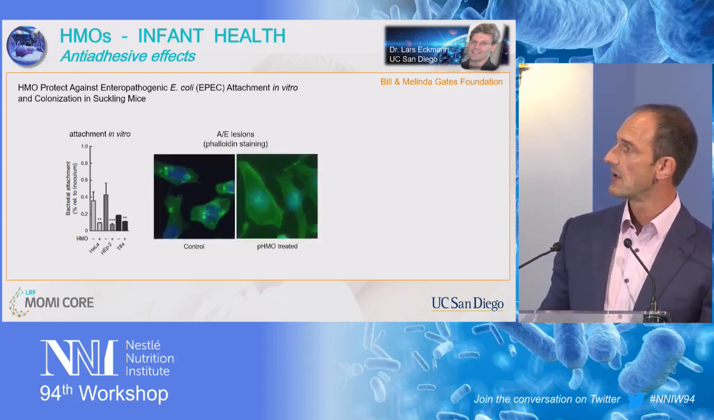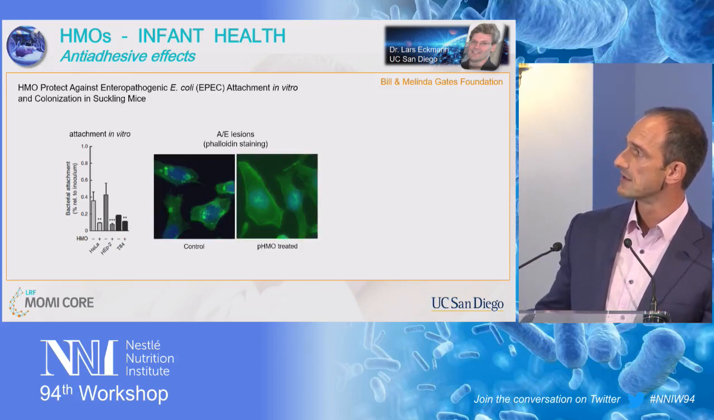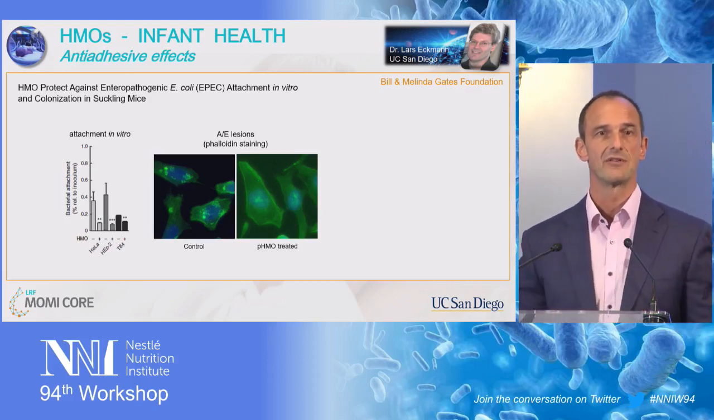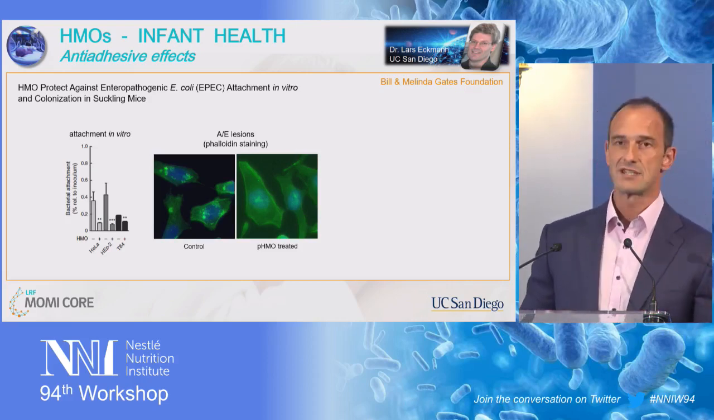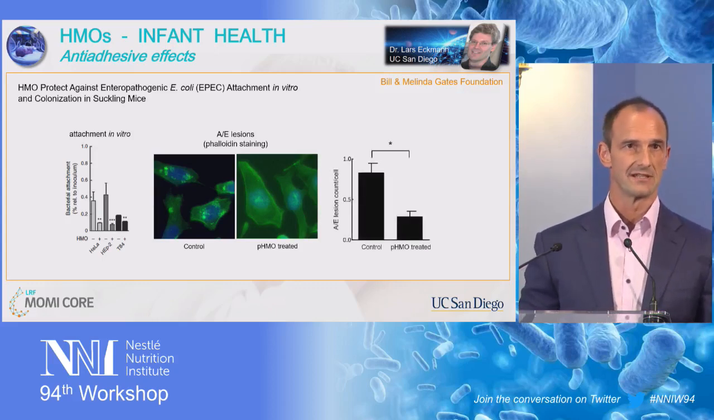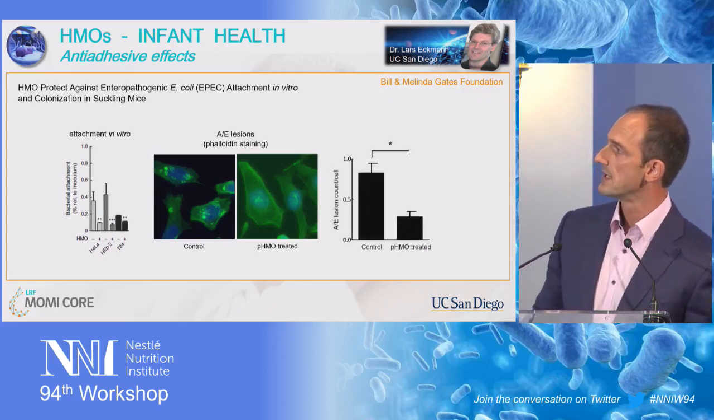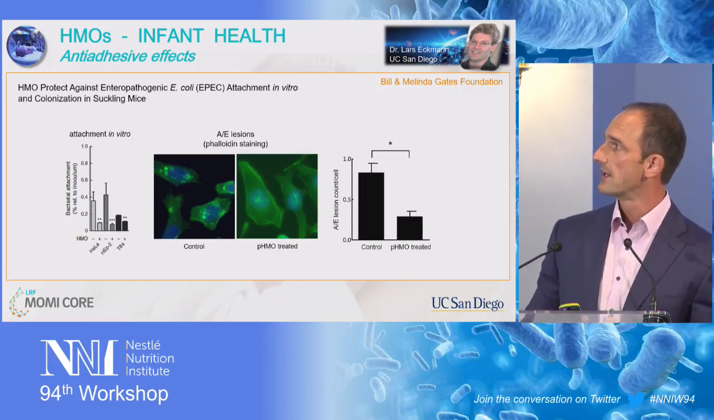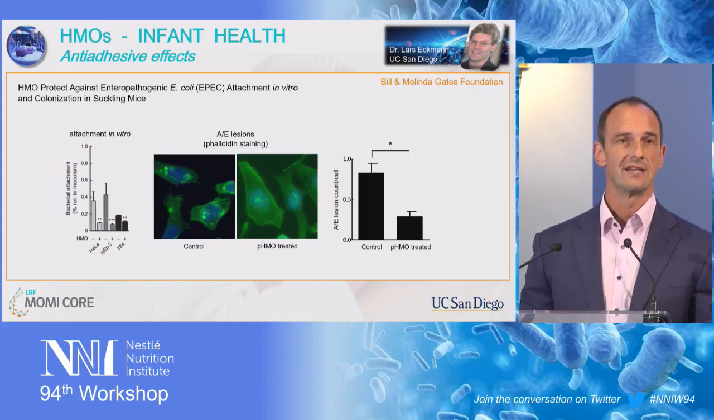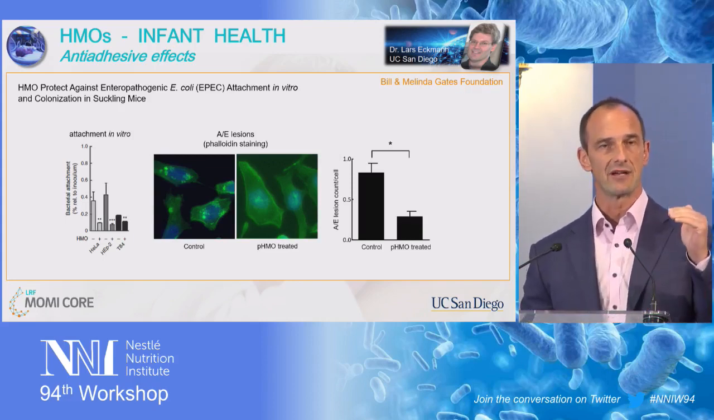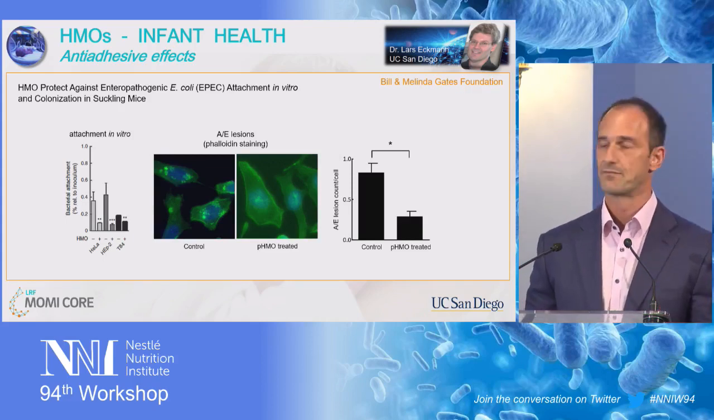EPEC specifically causes these lesions on epithelial cells that you highlight here in light green. We can measure those lesions. So that's the damage that EPEC is doing on your epithelial cells. And in the presence of human milk oligosaccharides, there's significantly less lesions on epithelial cells. This is done in tissue culture. We're now repeating this in organoids as well, human organoids. And also we've shown that this works in neonatal mice. So you can add oligosaccharides to the diet and EPEC colonization drops significantly.